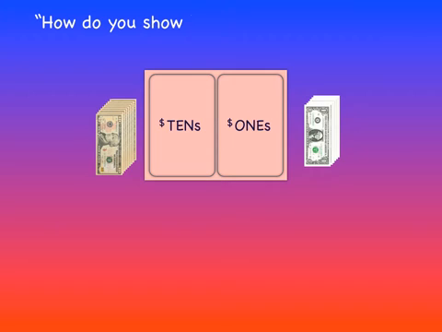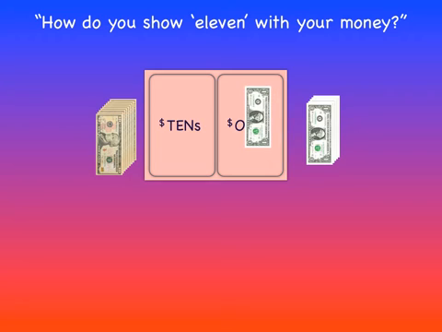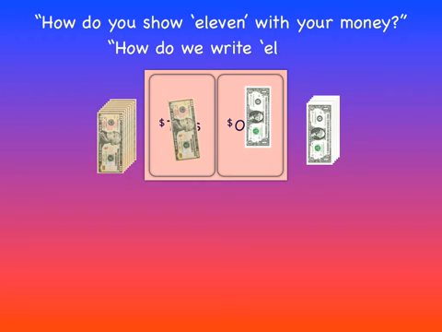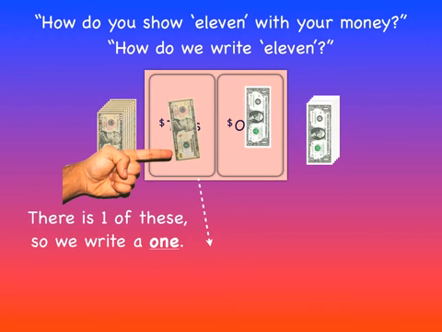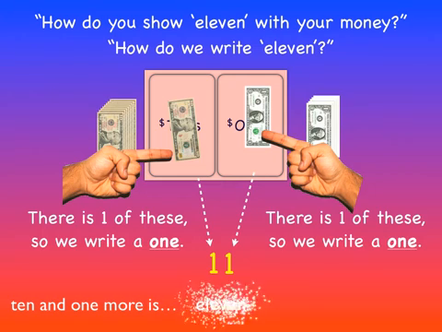How do you show 11 with your money? A $1 bill, a $10 bill. How do we write 11? There's 1 of these, so we write a 1 for the $10 bill. There's 1 of these, so we write a 1 for the $1 bill. 10 and 1 more is 11.